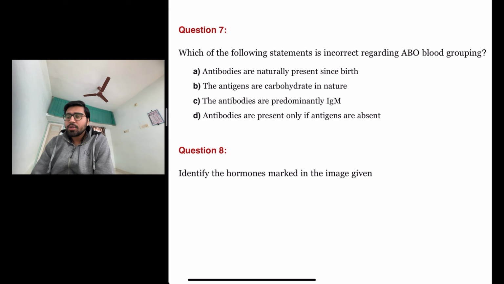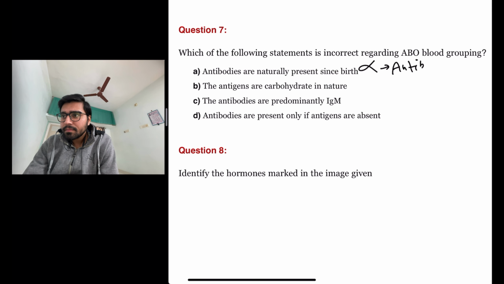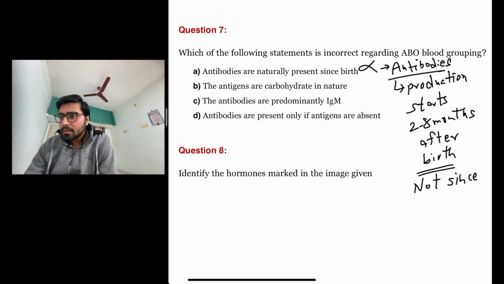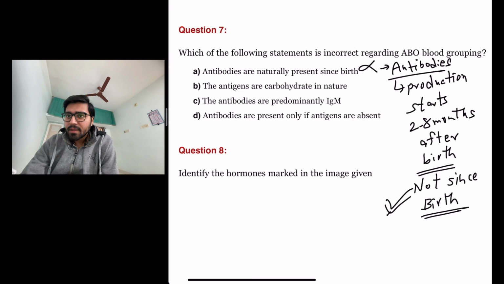The next question is, which of the following statements is incorrect regarding ABO blood grouping? So let us look at the statements. Antibodies are naturally present since birth. So this statement is actually false. Antibody production starts 2 to 8 months after birth, not since birth. Okay, so the answer here is A.